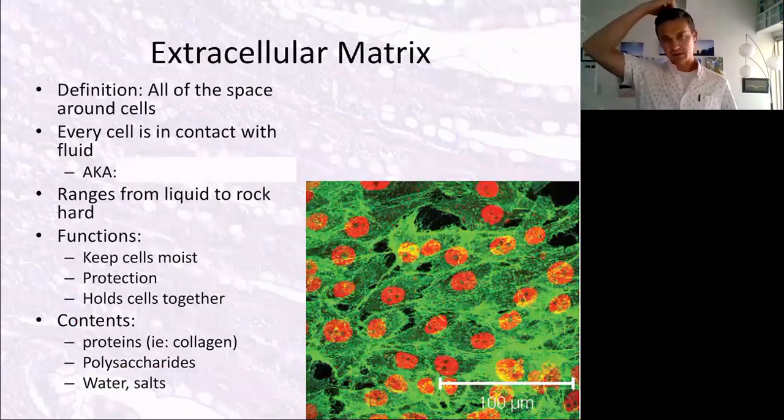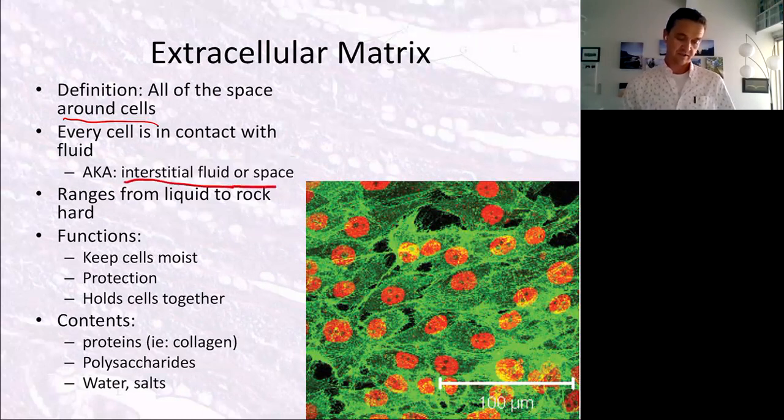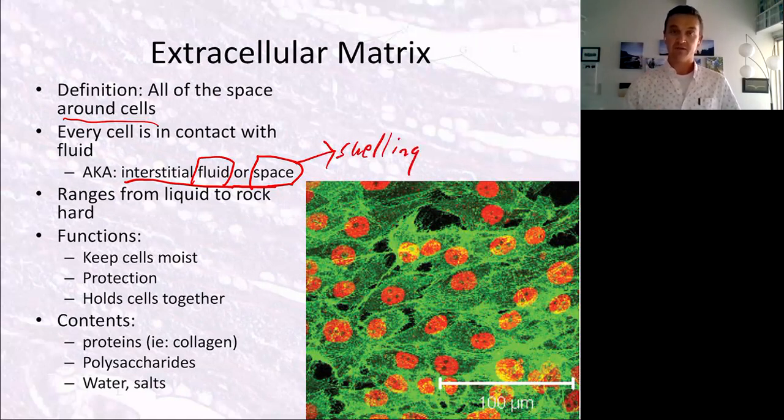We also can look at a tissue not just by looking at its cells within, but we can also look at the space outside of the cells, which is called the extracellular matrix. That's all of the space around cells. Every cell is in contact with fluid in a tissue, and that fluid is called the interstitial fluid, and the space is called the interstitial space. We've already talked about that a little bit because that's where the swelling was when we talked about an ankle sprain. When we have fluid buildup in the interstitial space, or excess interstitial fluid, that's known as swelling or edema.